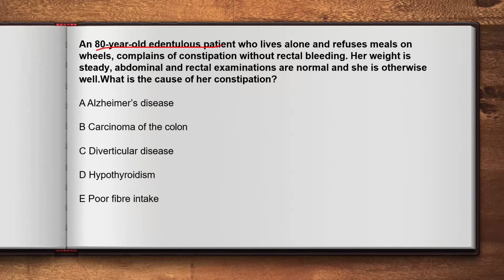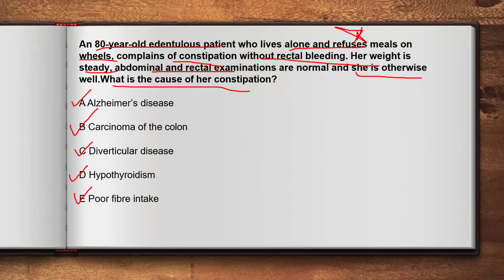So an 80-year-old adult patient who lives alone, refuses Meals on Wheels, which is basically a delivery service, is coming to you complaining of constipation but doesn't have rectal bleeding. Weight is okay, abdomen and rectal examinations are okay, and she is otherwise well. What is the cause of her constipation? Alzheimer's, carcinoma of the colon, diverticular disease, hyperthyroidism, or just poor fiber intake?